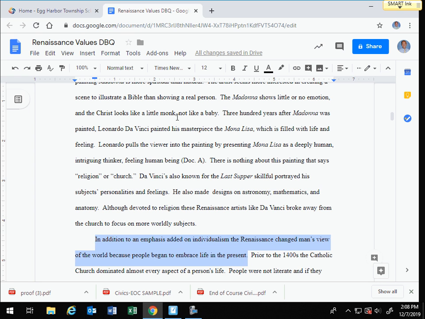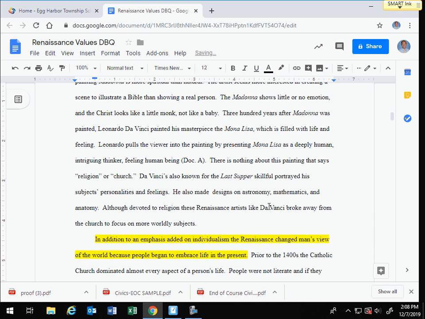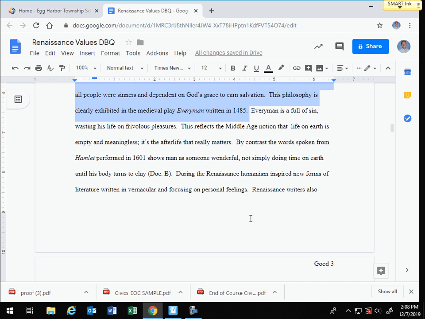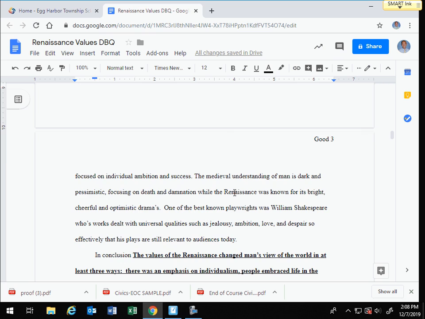So here is another example of a good topic sentence, and I'll highlight that for you. There we go, second topic sentence. And this person continues, prior to the 1400s, the Catholic Church dominated almost every aspect of a person's life. Like I said, I'm not going to read too heavily, but this person provides background, then they discuss the two pieces of literature, and then provide their analysis.